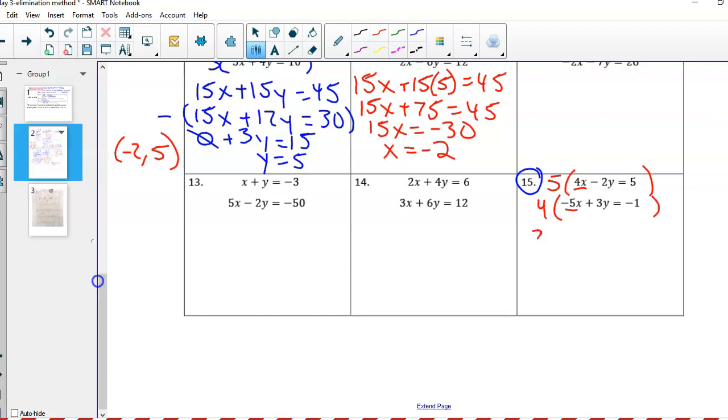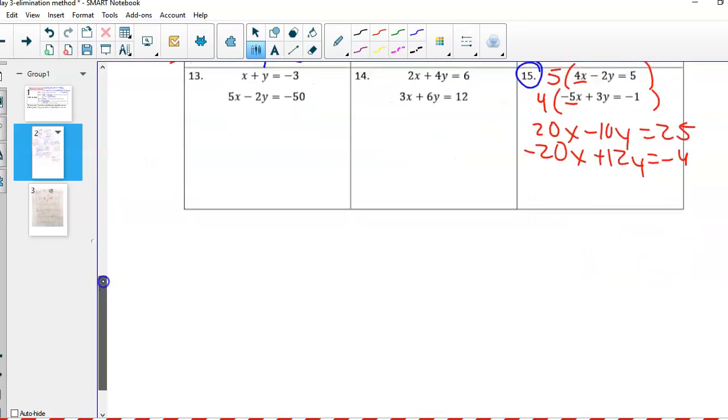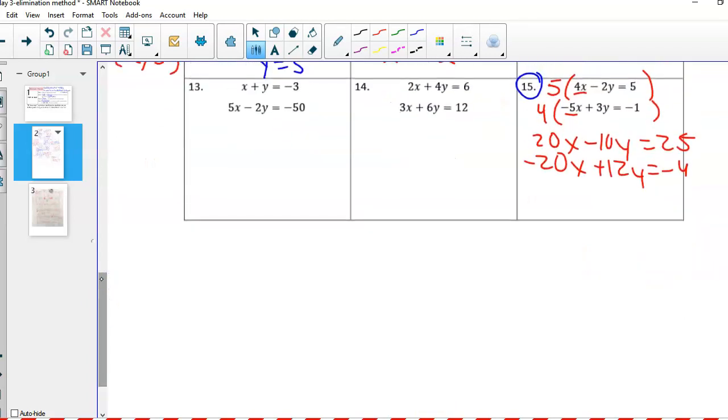Distribute: 20x minus 8y equals 25. Negative 20x plus 12y. Yes. I'm sorry. 10y equals negative 4. I made that same mistake in 4th period, and no one caught it till the end.